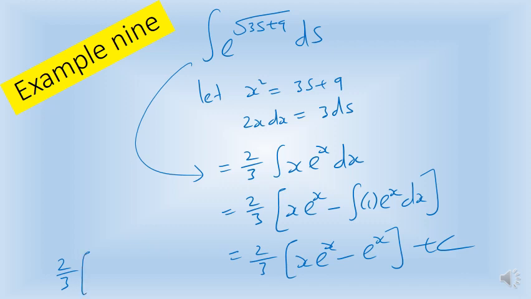And what is x? Well, x is the root of this guy, so you're going to get root of 3s plus 9. e to the x is e to the root of 3s plus 9 minus e to the root of 3s plus 9, right, neatly. And there we have it. Problem solved. Yep. Brilliant.